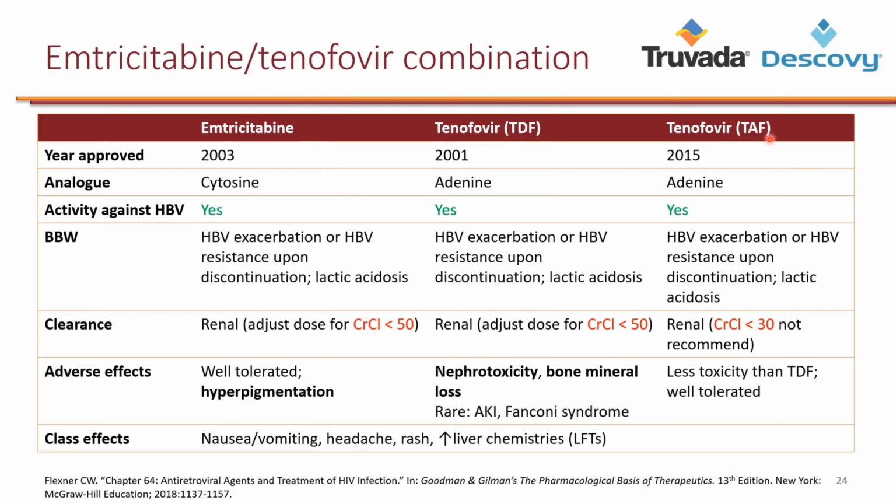TAF, or tenofovir alafenamide, is a newer formulation of tenofovir, which actually has a lower creatinine clearance cutoff, so you can actually still use it in some patients with CKD.